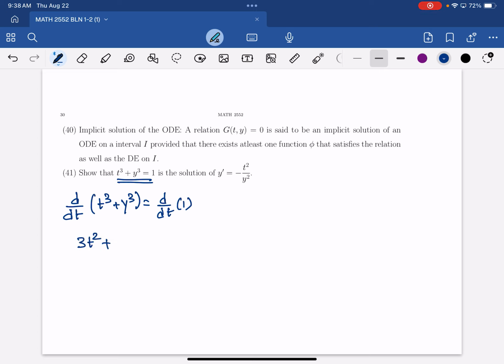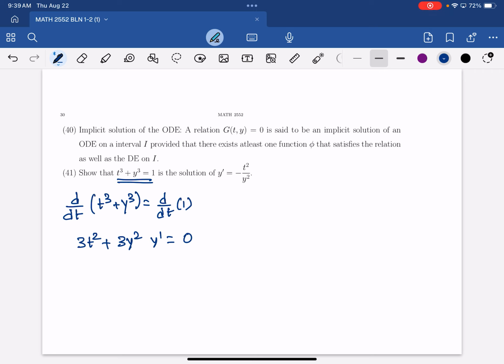Y is the dependent variable. Y is a function of t. So when you differentiate y cubed, you're going to use the chain rule. When you use the chain rule, you get 3y squared y prime. And 1 is a constant, so the derivative of a constant is 0. Okay? Where do you get y prime?